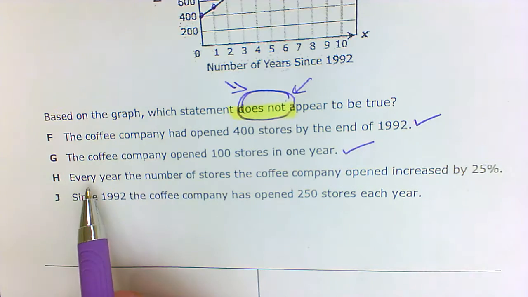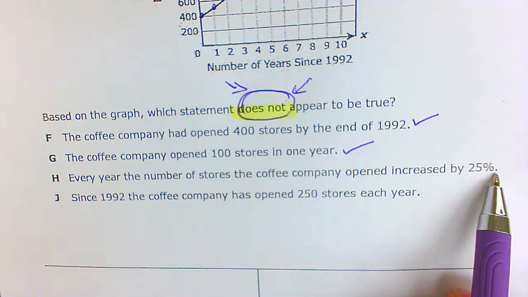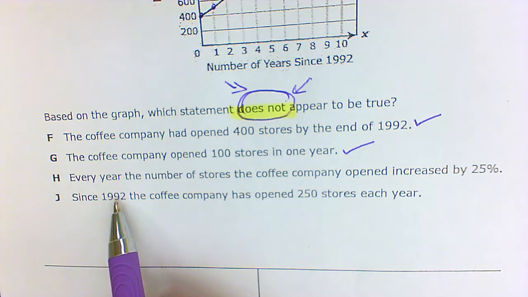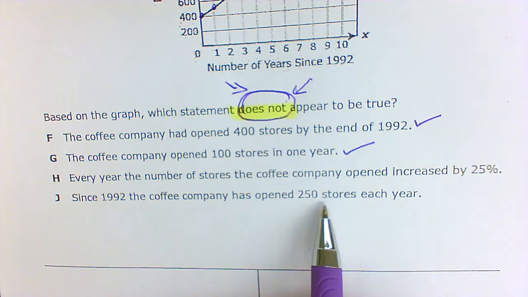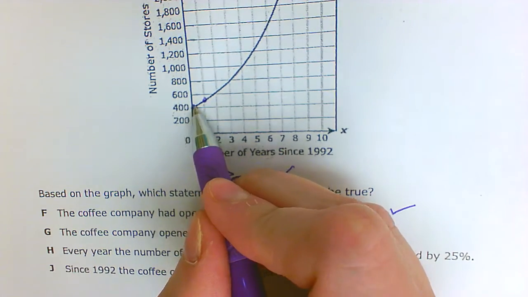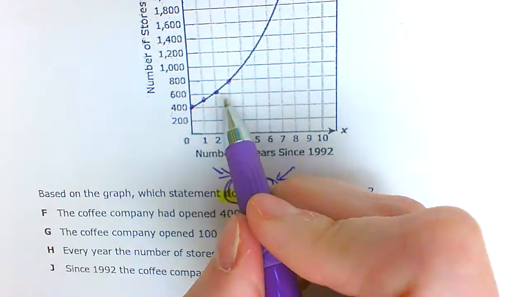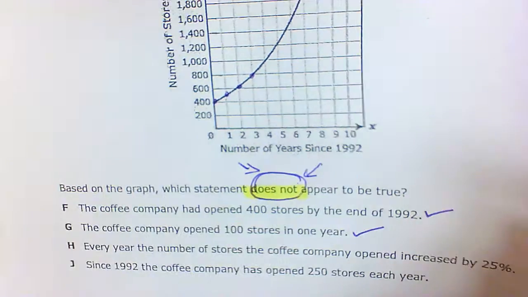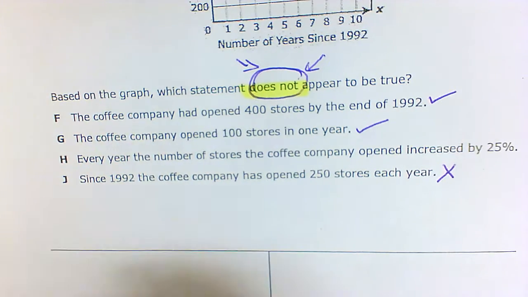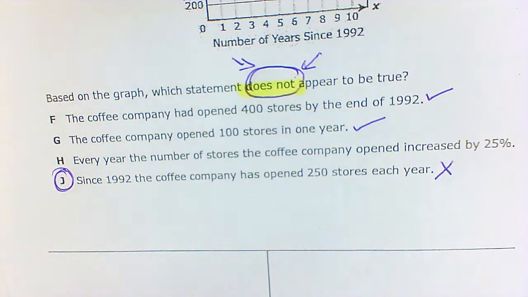Let's look at the next one. Every year, the number of stores in the company open increased by 25%. Now that's kind of hard to figure out, so let's look at the next one. Since 1992, the coffee company has opened 250 stores each year. Well, when I look right here, it doesn't look like it only went up 250, and between 2 and 3, it definitely went from 600 to 800, so I know that one is definitely not true. And since we are looking for something that's not true, that means my answer has to be J.